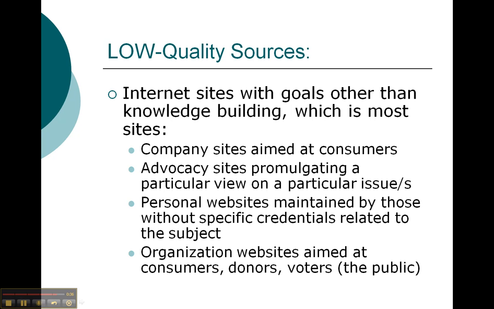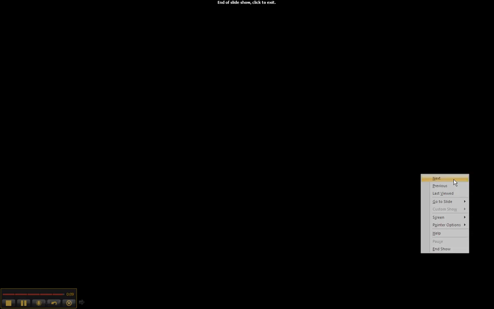Now, you might find very interesting information on these, which is why most instructors, including me, will allow you to use a few low-quality sources in a research paper. But they're still low-quality sources, so you don't want this to be the bulk of the material that you use for your paper. You want most of what you use to be high quality. I would say 70 to 80%. Some instructors will say 100%. Remember, you should always ask if you're not sure if something is high or low quality.